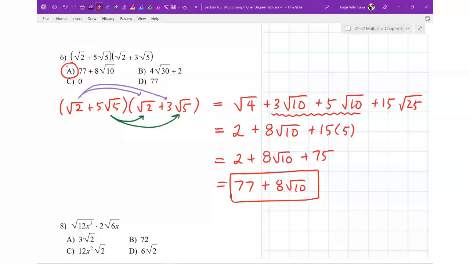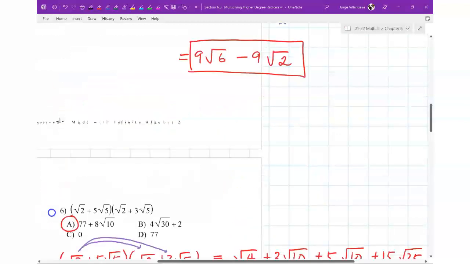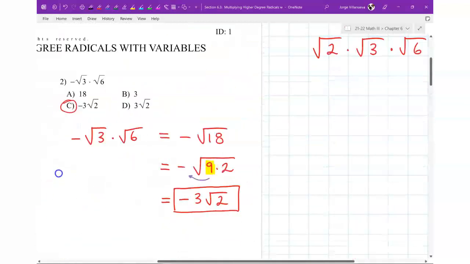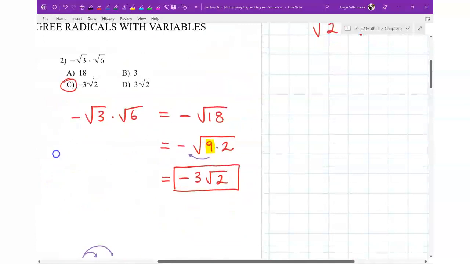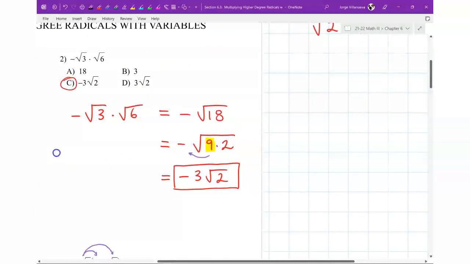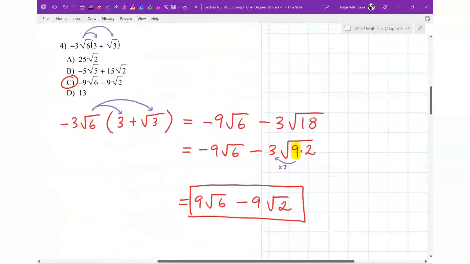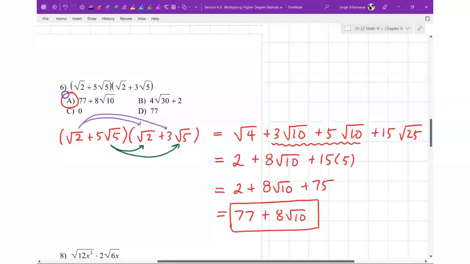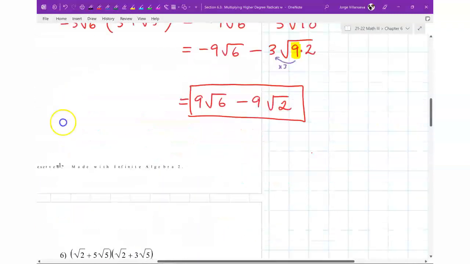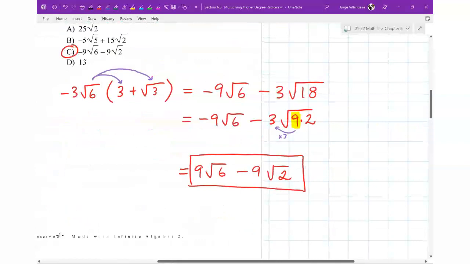Any questions so far? Let me kind of go back. Number 2. Okay, that was pretty quick. Number 4. Or maybe number 6. Number 4, what's up with number 4? You didn't understand how it worked out?